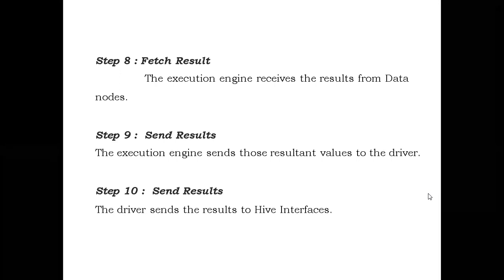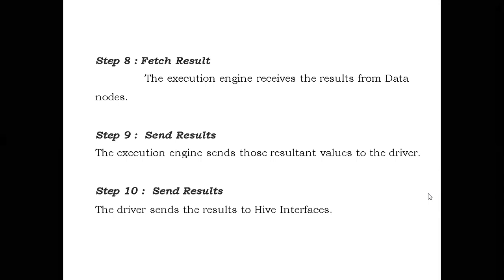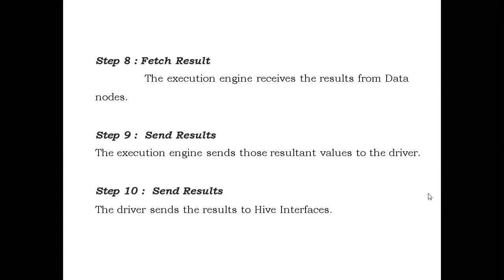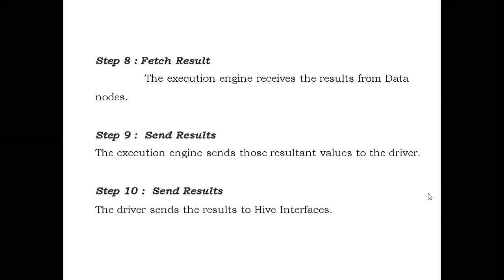In the middle, this is what will happen. First, when we write the query on the user interface, the information will pass from that user interface to the driver. Driver will accept that query and that query will be passed to the compiler. Compiler will perform the semantic analysis on that query. If it is okay, compiler will perform the semantic analysis with the help of the metadata received from the metastore. If the semantic analysis is over, then compiler will generate the execution plan in the form of DAG.